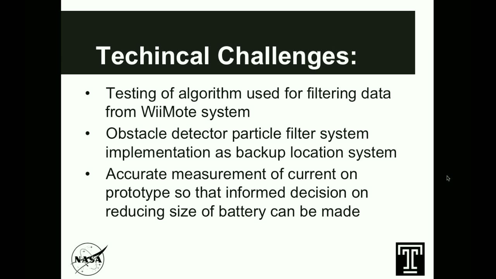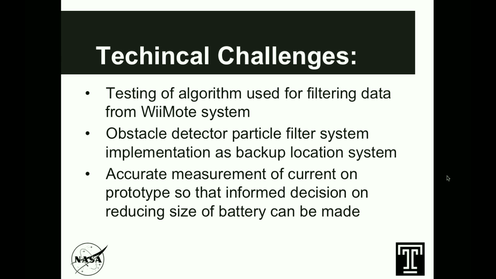So that is one technical constraint. Another technical constraint is that we are planning on implementing an obstacle detector particle filter system such that if the Wiimote system fails, we will still be able to get a global location of the robot within the arena. This is important because the Wiimote system is only able to report the 4 brightest points of light. So if it turns out that our beacon is not one of those 4 brightest points of light, we really do need a backup system.